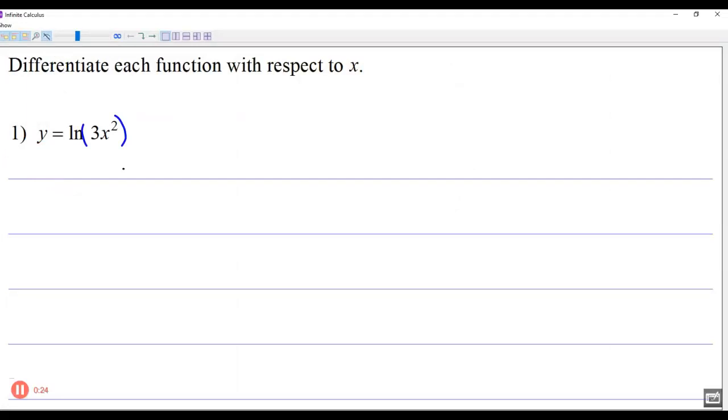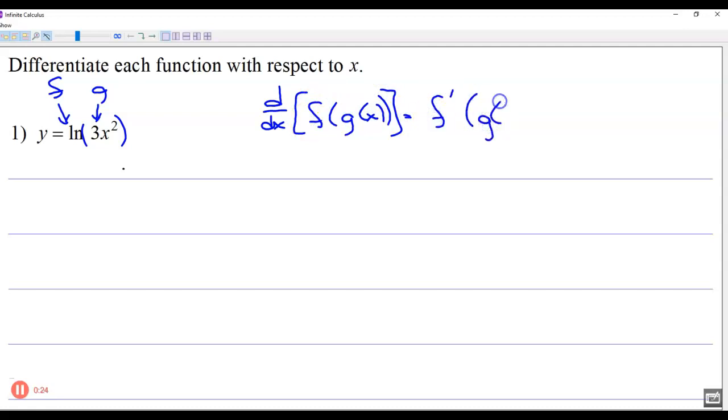Okay. So same as its regular chain rule, but now we're putting in ln's and e's. So this is your f, or your outside. This is your inside. If I were to just review chain rule real quick, remember the derivative of f of g of x: take the derivative of the outside, you leave the inside alone.